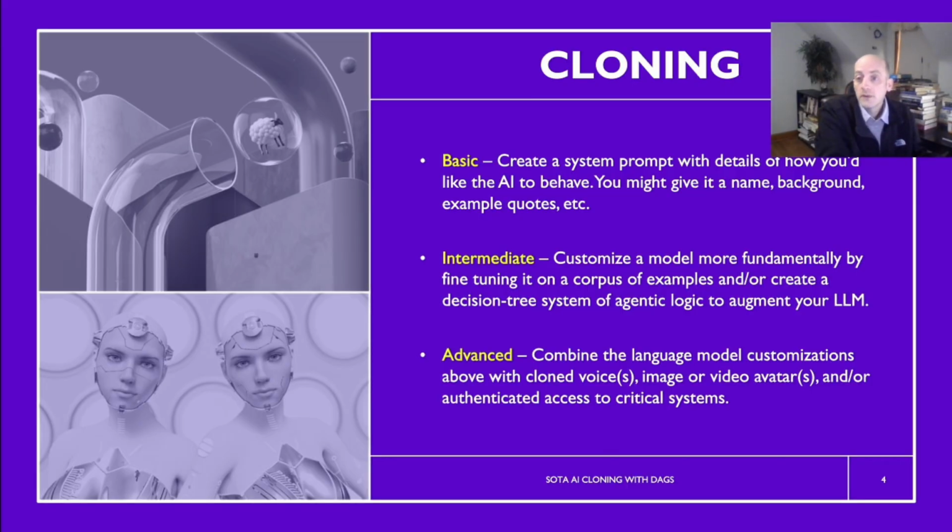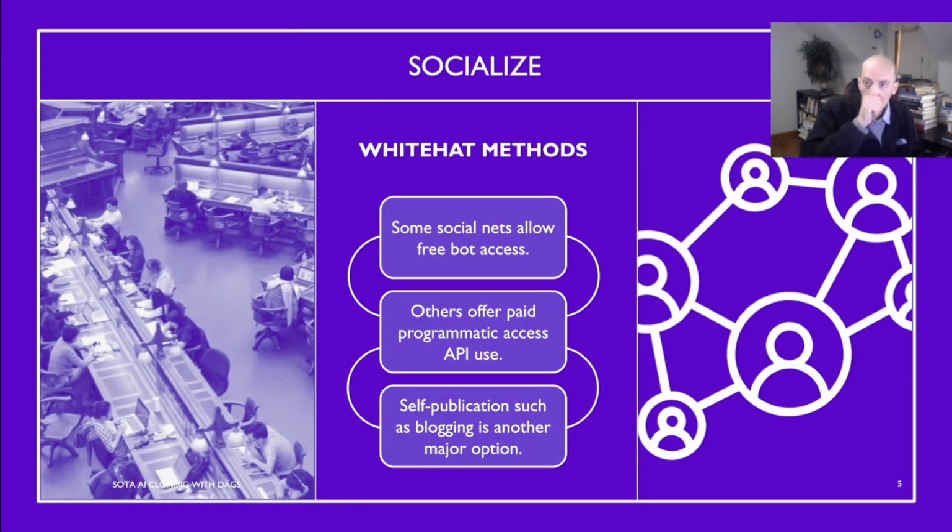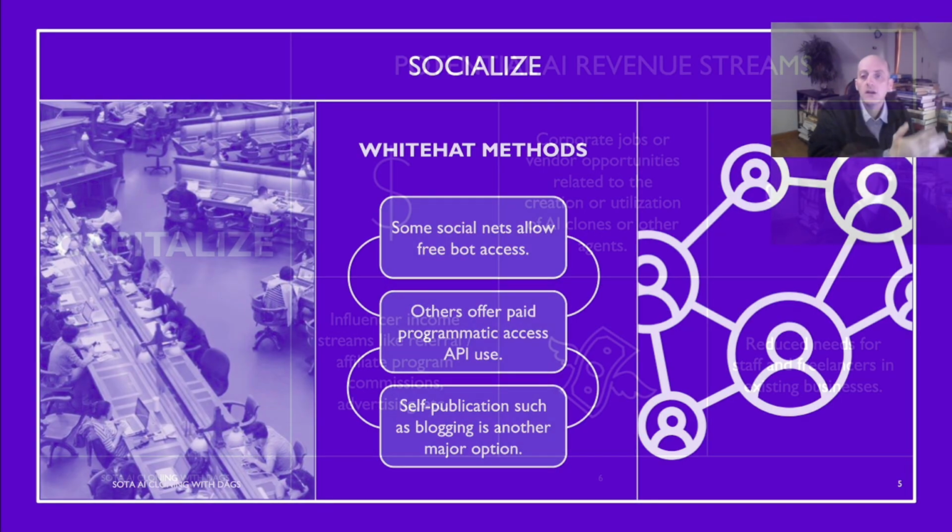And so what will we do with these clones? Well, we could allow them to socialize if we'd like. That could mean that they're going on the internet and creating their own websites, publishing blogs, or participating in social networks. There are some social networks that charge for robotic or programmatic access via API, such as X, formerly known as Twitter, and there are others where you might find that it's still allowed, either explicitly or implicitly.